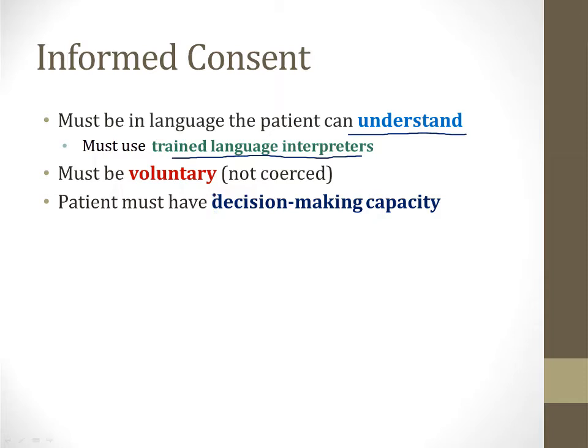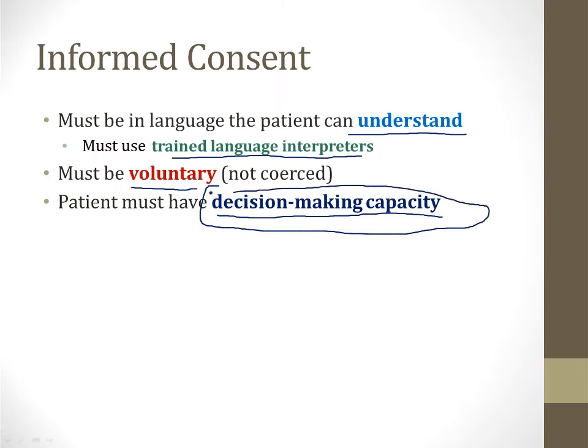In addition, informed consent has to be voluntary. The patient can't be coerced. And the patient has to have what's known as decision-making capacity. And in a separate video, I talk about how to determine whether or not patients have decision-making capacity.